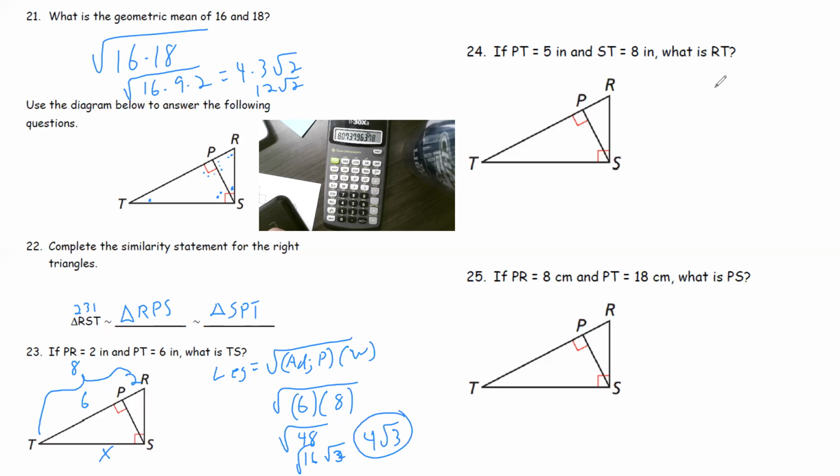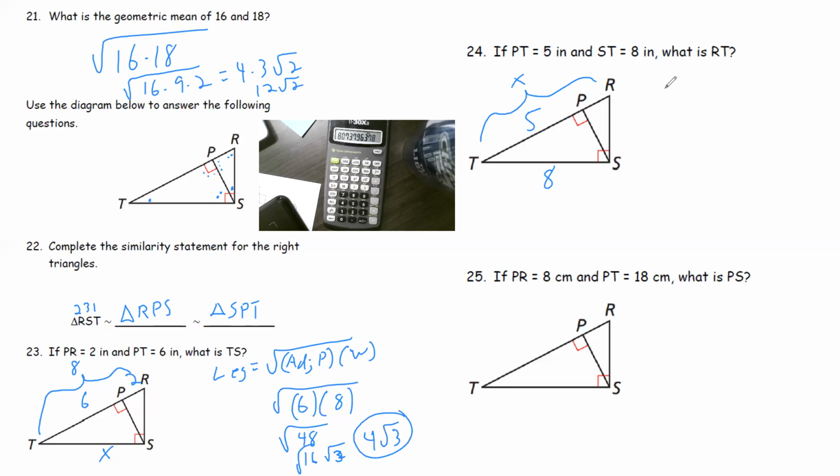On 24, like I said, I will post these, so don't feel like you have to get them right now. On 24, you have PT is 5, ST is 8. What is RT? So they wanted the entire length here.